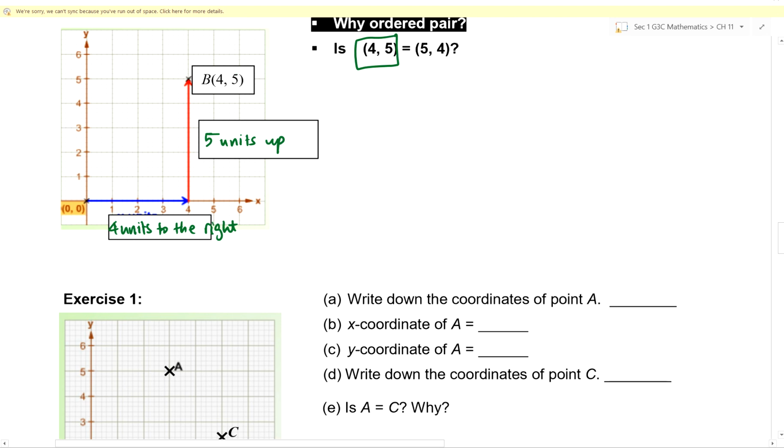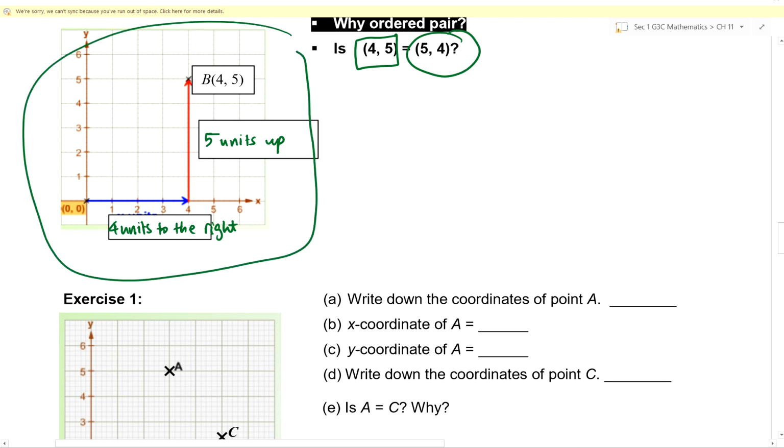Using this idea, please identify where is the point (5, 4) on this same diagram. 5 units to the right and 4 units upwards. Once you have identified it, put a cross and conclude. Are these 2 points the same or are they different?